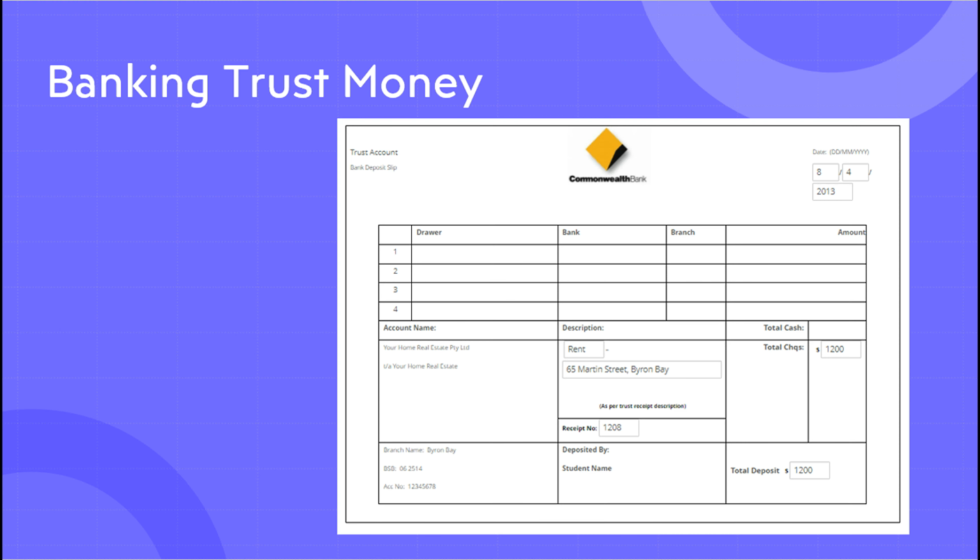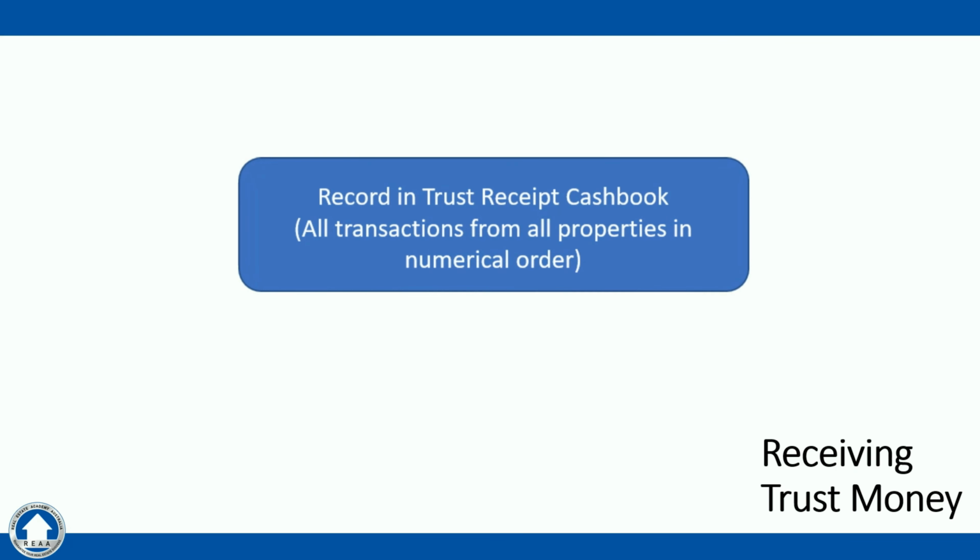Whenever trust money is received in the form of cash or cheques, this money must be banked. Deposit slips are used when depositing cash or cheques into the bank account. These source documents serve as proof that the money has been deposited. The legislation outlines strict timeframes in which banking of trust monies must occur. Once the money has been received and banked, it needs to be recorded in the trust receipts cash book. All transactions from all properties will be listed in this cash book in numerical order for any given month.